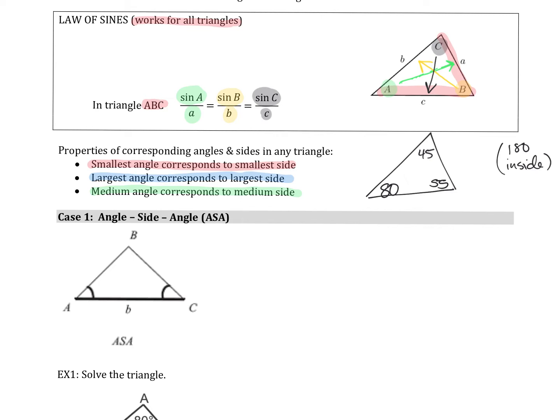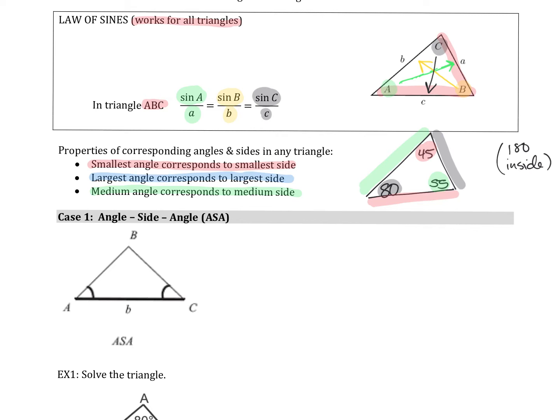Because 80 is the largest angle, this side will be the largest side, even though it doesn't look that way. Once again, don't always base your work off of the drawing, unless you're told that the drawing is accurate. Then 55 is the medium angle, so the medium length side should be this side. And 45 is the smallest angle, so the smallest side would be directly across from it. That's going to be really helpful when solving for triangles.